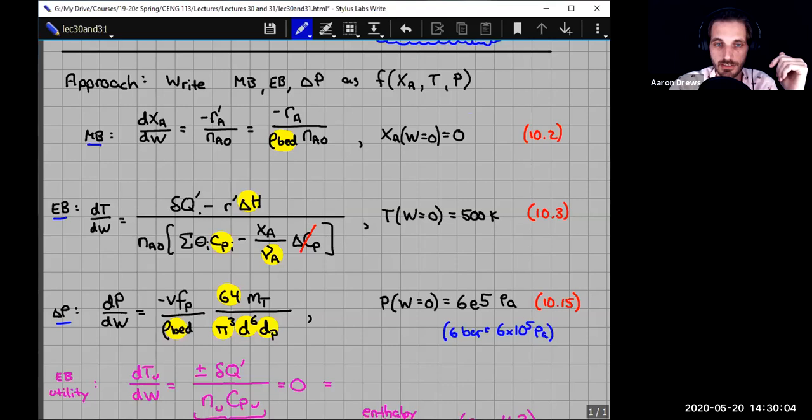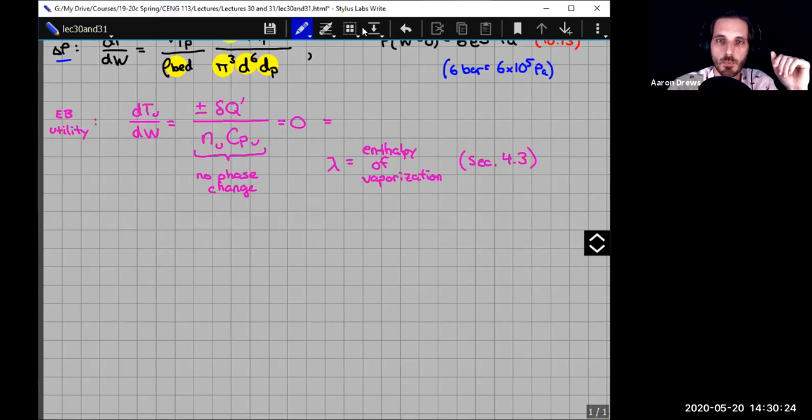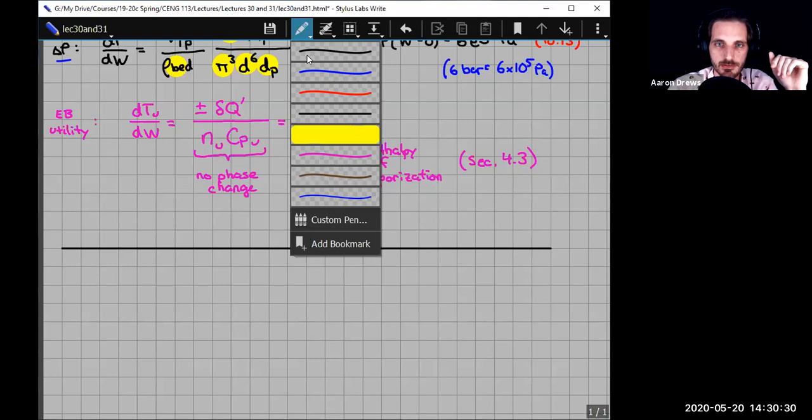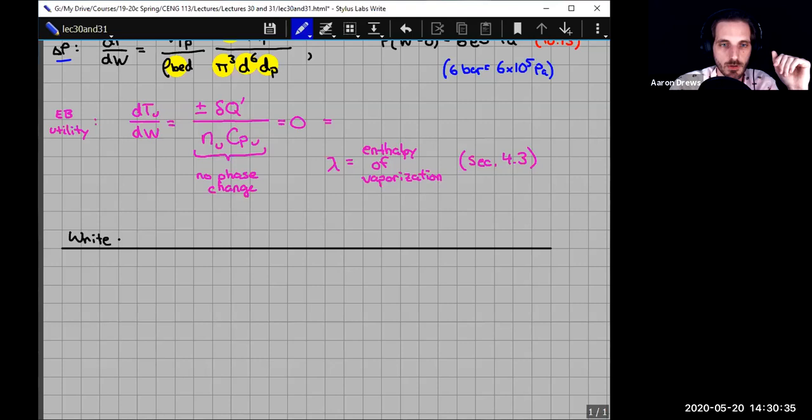We need our delta H's and Q's and R's and all of that. What we have to do now is express each one of those in terms of functions of conversion, temperature, and pressure. We have to get them down to nothing but functions of that, and then any number of constants that we want. So let's get started. We got to write everything in terms of X_A, T, P, and any constant. Anything that we know from the problem statement, we can just leave in there and not worry about it.